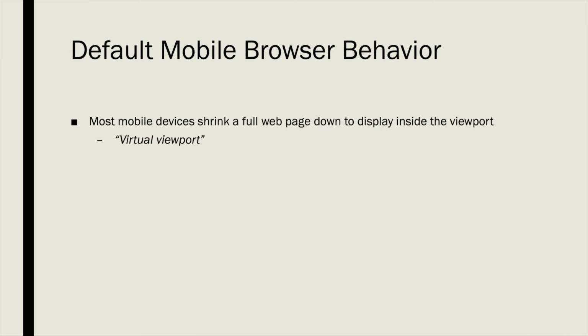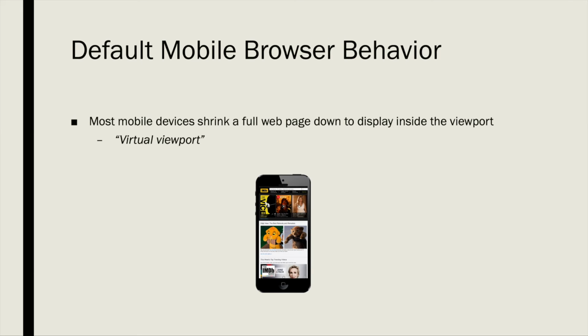Now the default mobile browser behavior will actually shrink a full web page down to display inside the viewport. This is what's known as a virtual viewport. Basically what happens is that if you have a mobile device, it's going to take the whole entire website that's available on the web and shrink it down to the tiny display space that is your cell phone.